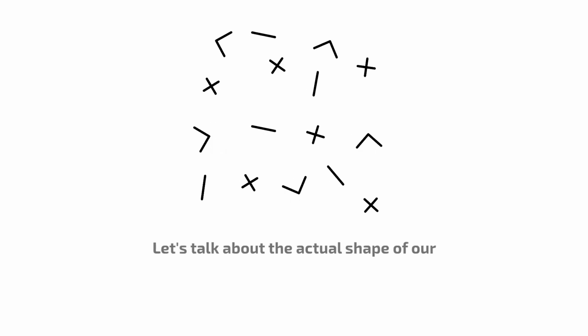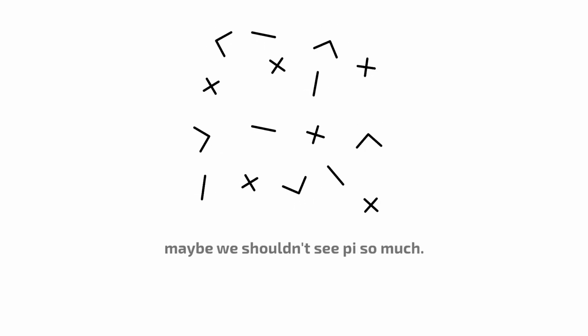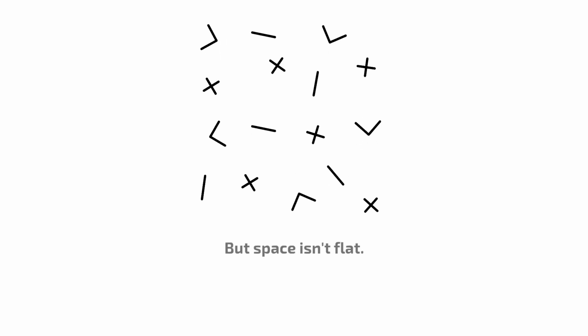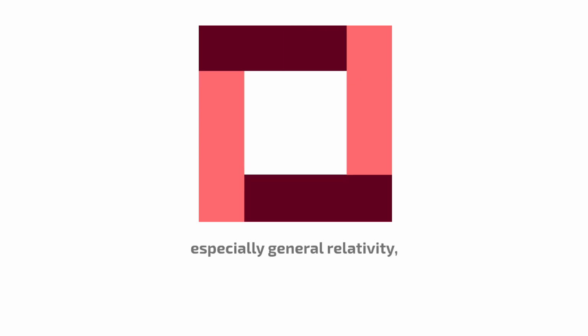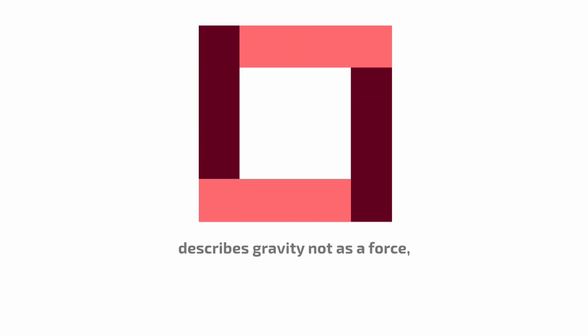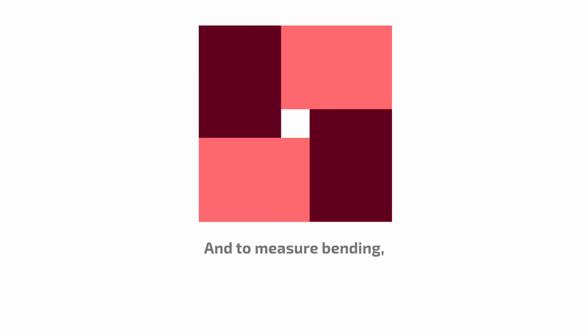Now let's go deeper. Let's talk about the actual shape of our space. If space were flat and infinite and empty, maybe we shouldn't see pi so much. But space isn't flat. Space can curve, it can stretch, it can be filled with energy. And our tools for measuring space, motion and energy are deeply tied to geometry. In fact, modern physics, especially general relativity, describes gravity not as a force, but as a bending of space and time. And to measure bending, we need geometry. To understand the geometry of curved space, pi becomes essential.